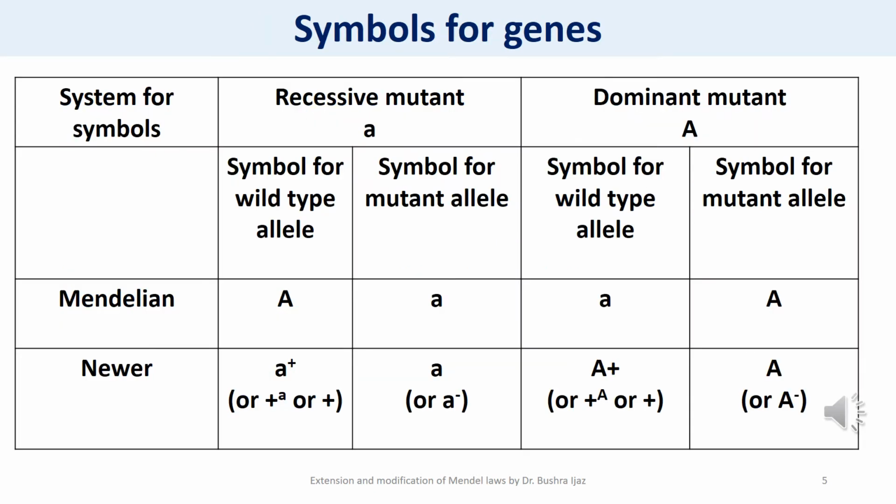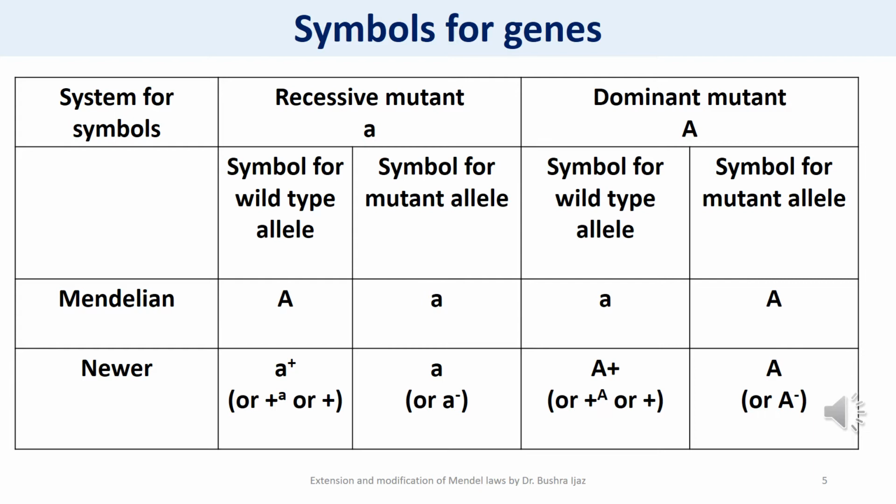So these are the symbols for the genes, and you see that there are two systems for the symbol. We have the Mendelian system and we have this newer system. Since Mendel worked with traits that were either completely dominant or completely recessive, and initially did not experience any intermediate traits, he normally used a capital letter for a dominant allele, and a recessive allele was represented by a small letter. Here you can see that small a represents a recessive trait, and capital A represents the dominant trait or the dominant allele.